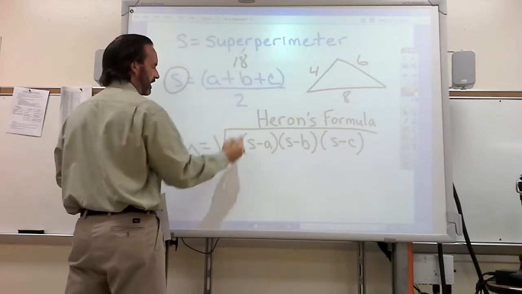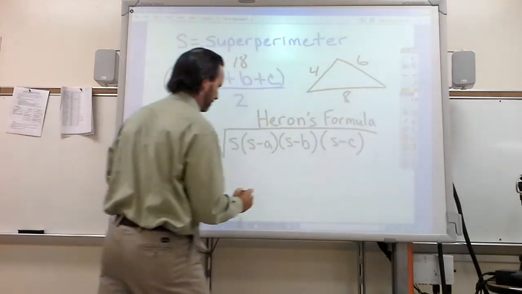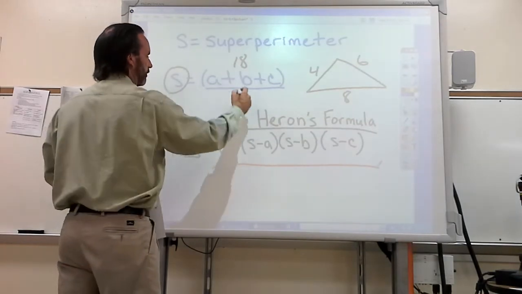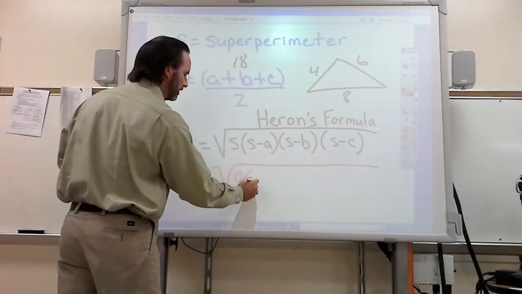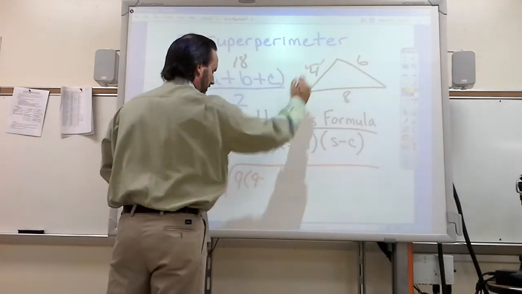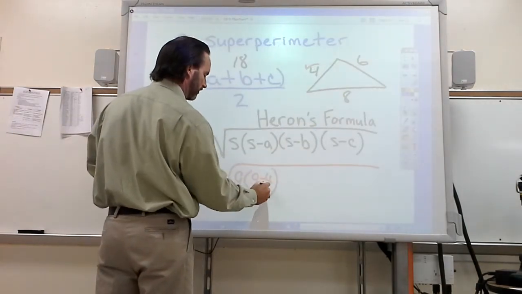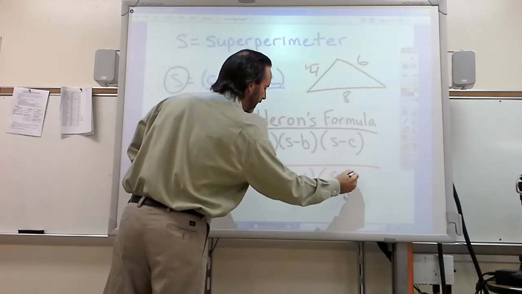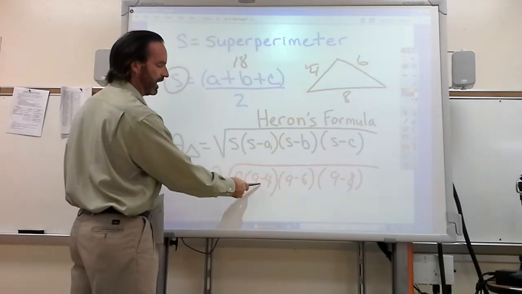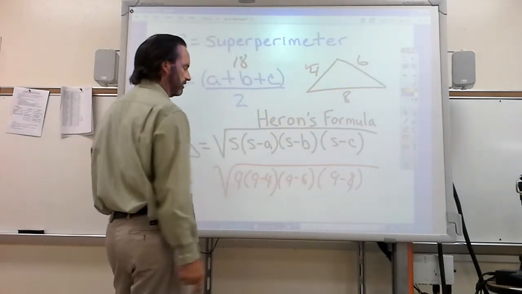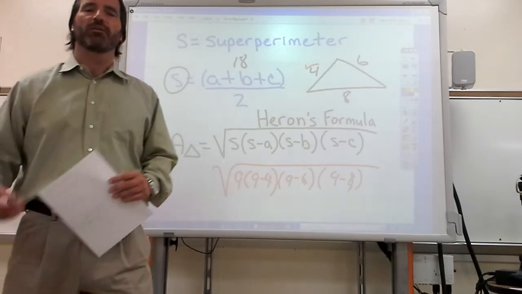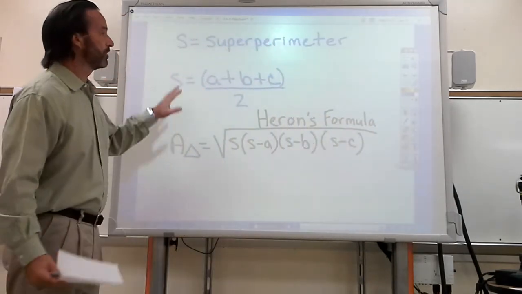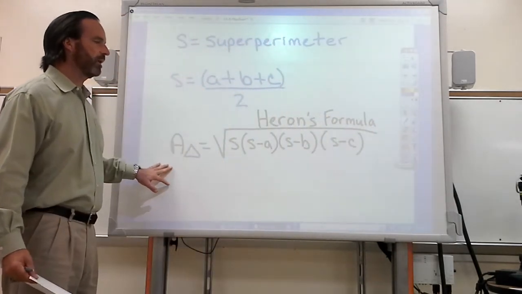So for this, our super perimeter was 4 plus 6 plus 8, that's 18 divided by 2. I'll do this in red. 18 over 2 is 9. That's my super perimeter times 9 minus, let's say that's A, 9 minus 4, times 9 minus 6, times 9 minus 8. So 9 times 5 times 3 times 1, and square root it. That's your area of a triangle. That's it. So write down super perimeter, Heron's formula.